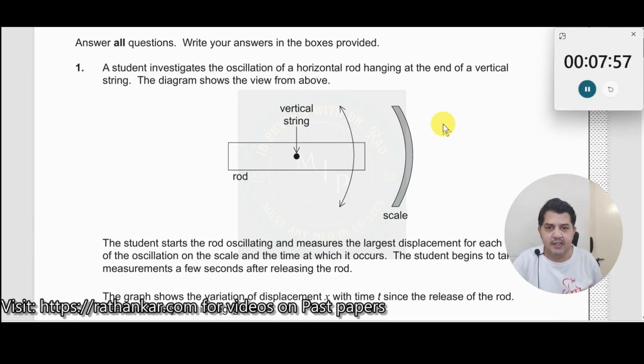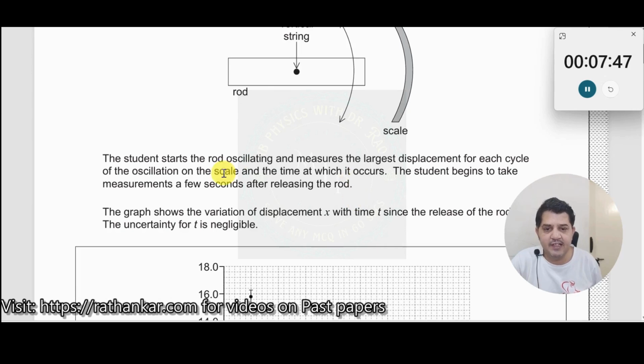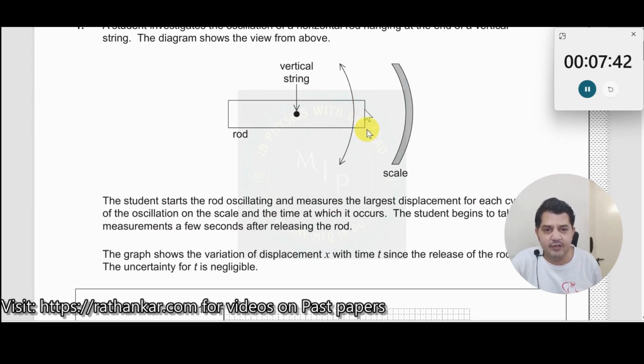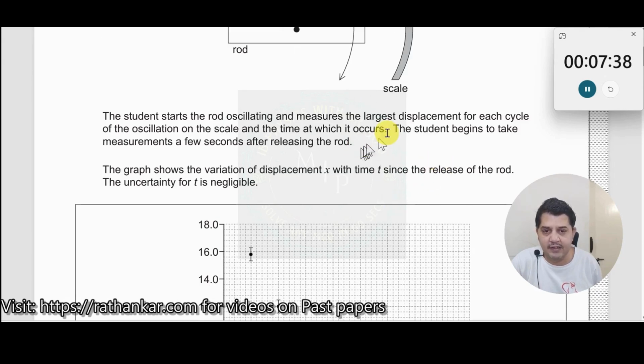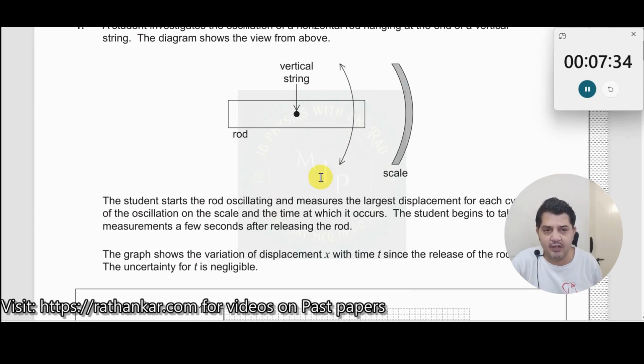A student investigates the oscillations of a horizontal rod hanging at the end of a vertical string. You have a rod, and you have a vertical string over here. From the view over, the student starts the rod oscillating and measures the largest displacement for each cycle. So it oscillates like this, and therefore he finds the amplitude. The student begins to take measurements a few seconds after releasing the rod. So he waits for some time, as the rod keeps on oscillating like this.